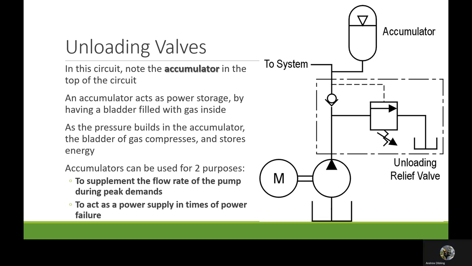So if, for instance, in a wind turbine, we'll use unloading valves and accumulators on the blades. Wind turbines need to be connected to a functioning grid in order to work. Otherwise, they will run away. The way you prevent them from running away is, of course, apply brakes, but the easier way is to take your blades out of the wind.